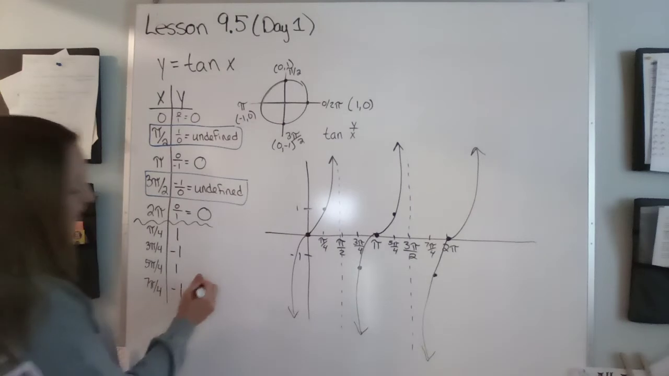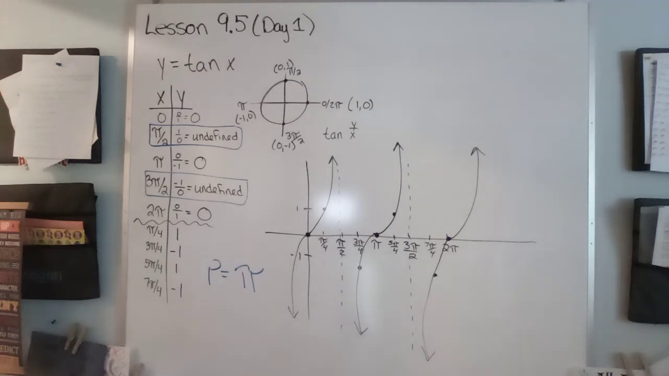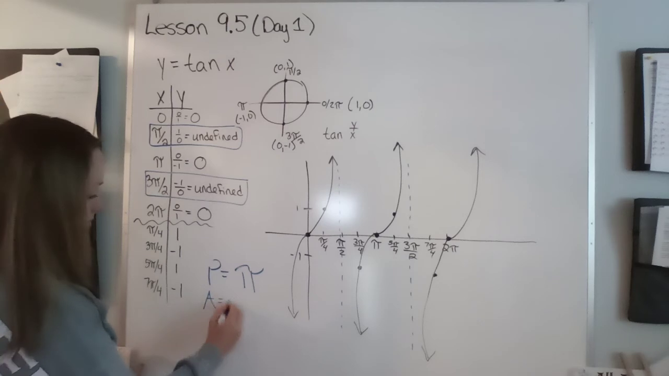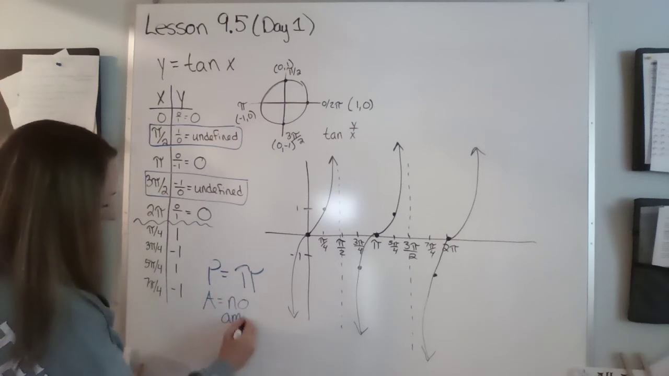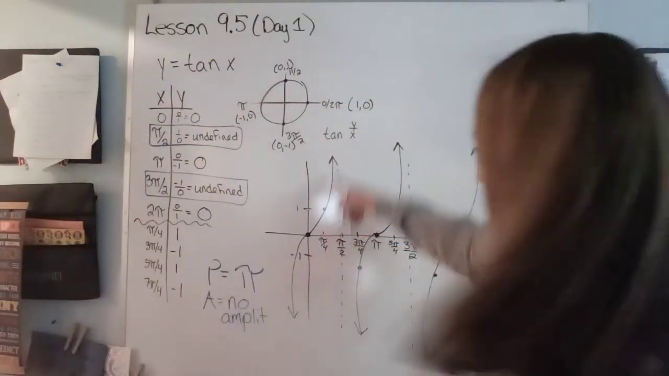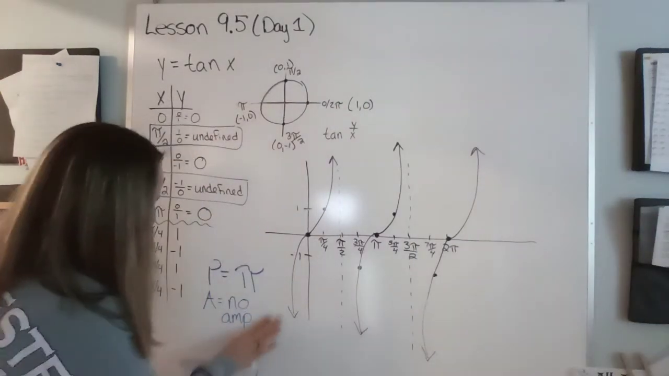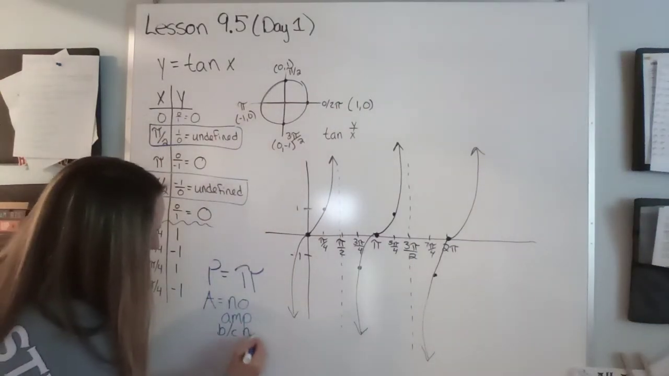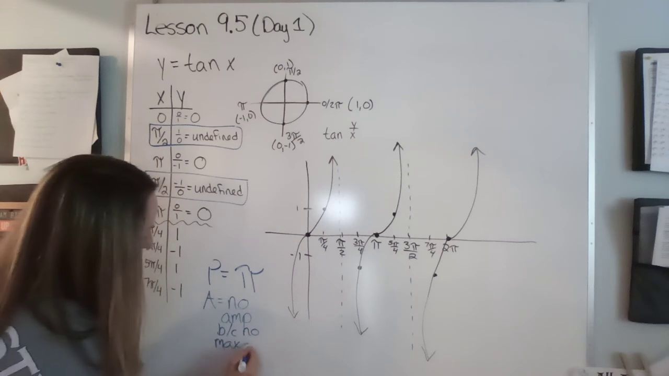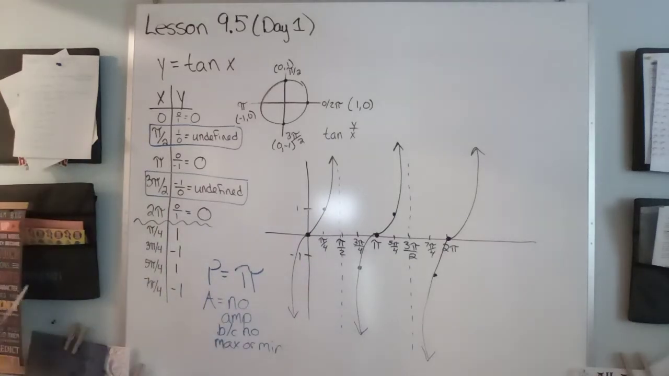Okay. Last thing we need to talk about is the period and the amplitude. The period for our tan function is pi. All right, and the amplitude, there is no amplitude. All right, there's no amplitude because there is no max and min. It goes on forever in both directions. Okay, there's no amp. Because no max or min. It goes up and down forever. So no max and min, no amplitude.